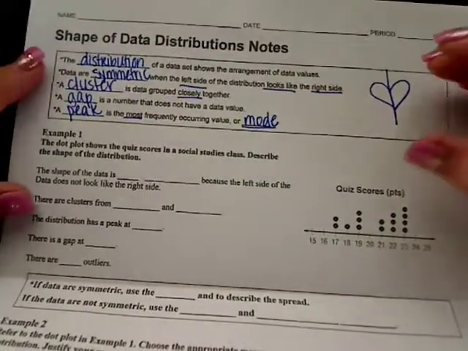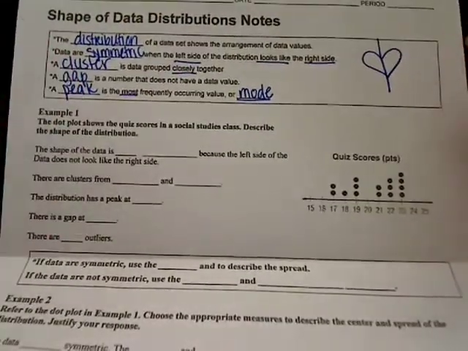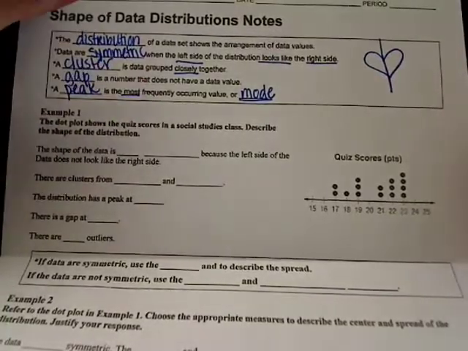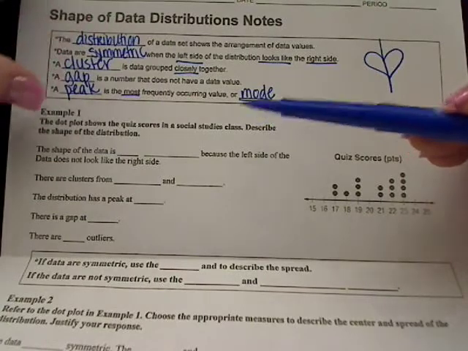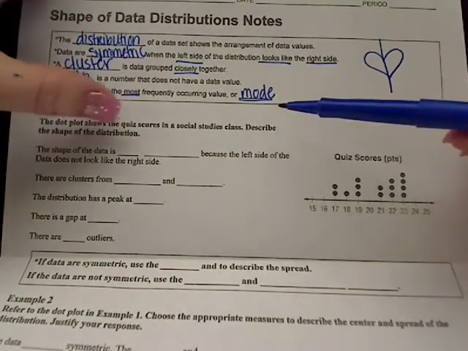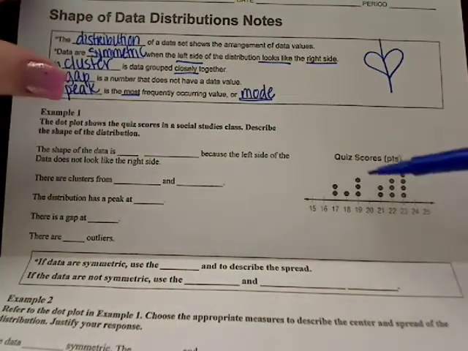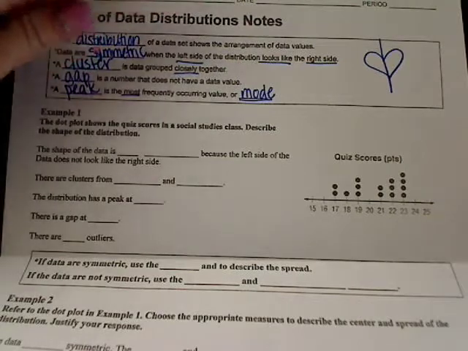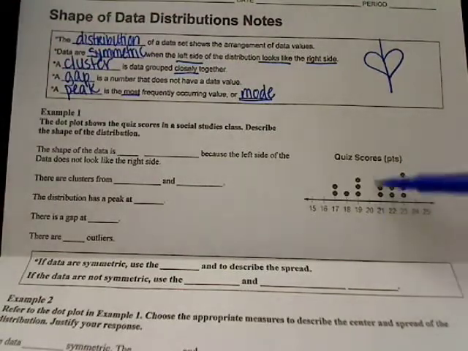Okay, so let's do some examples. Example 1, the dot plot shows the quiz scores in a social studies class. Describe the shape of the distribution. So we're going to look at this and say, is the shape of the data symmetric or not symmetric? So if I cut this data in half, does that look symmetric? Does it look the same on both sides? No, that does not look the same on this side as it does on this side.